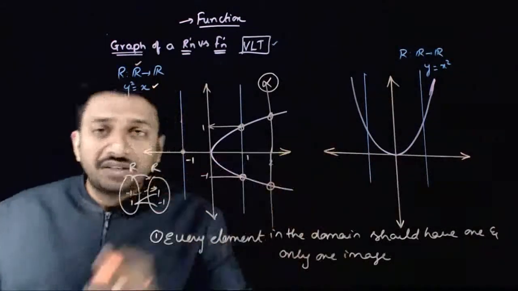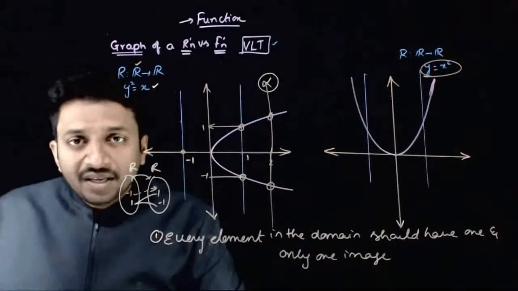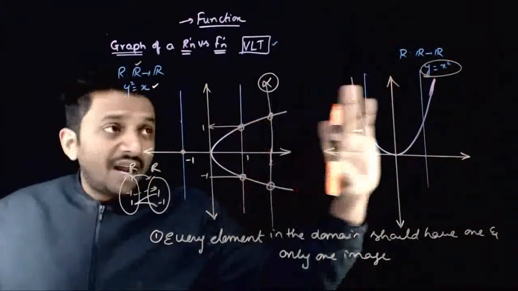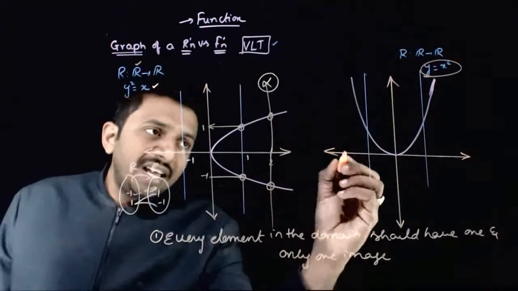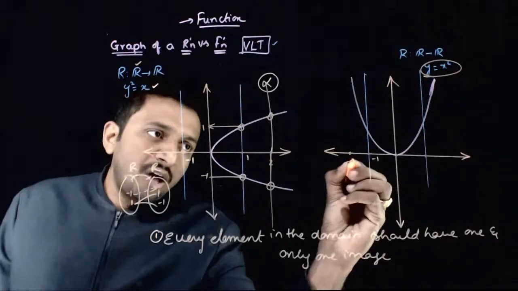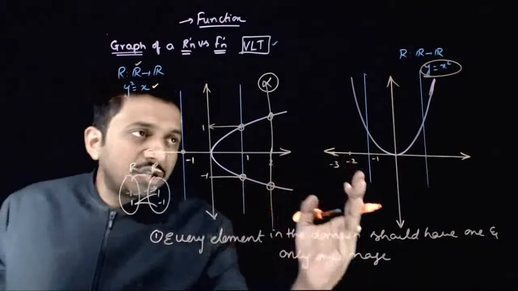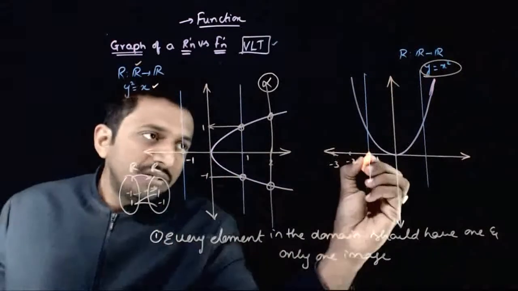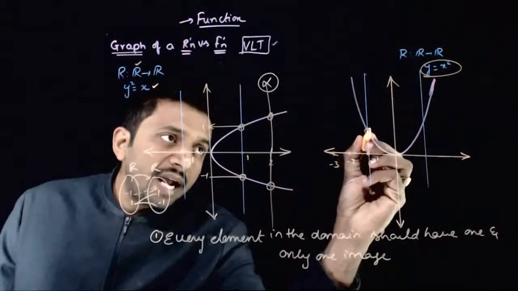Now let us go for this relation. Y is equal to x square. Now the domain of this relation is R, and the codomain of this relation is R. Now let us take any element in the domain. Let us take -1 or -2 or -3, so on, whatever the element is. Now let us draw a vertical line at this point on the domain. So as you can very clearly see, this vertical line meets the curve at only one point.